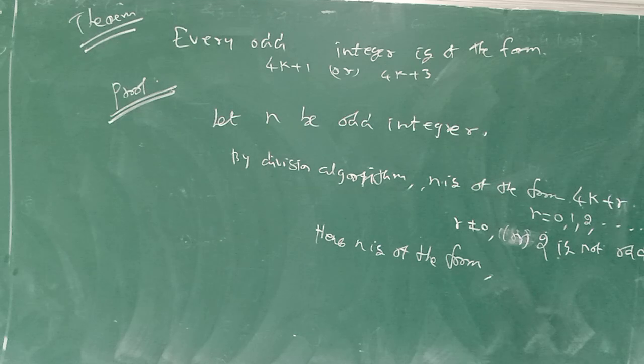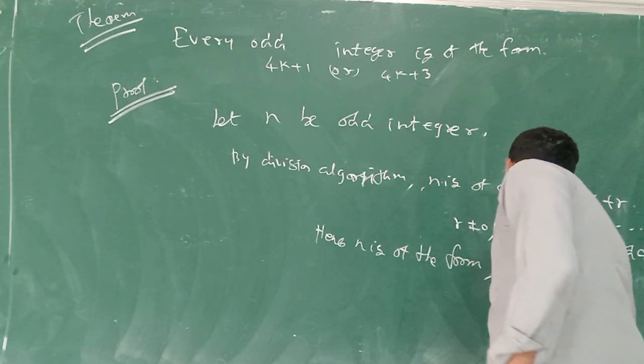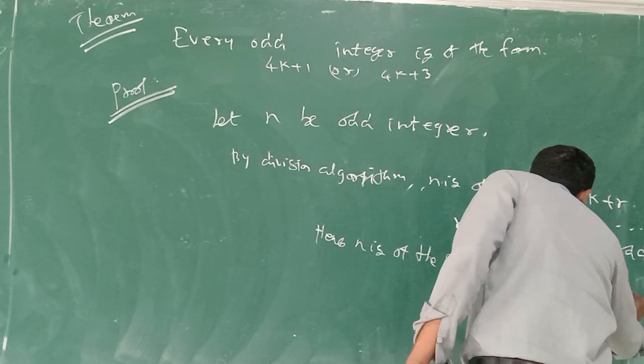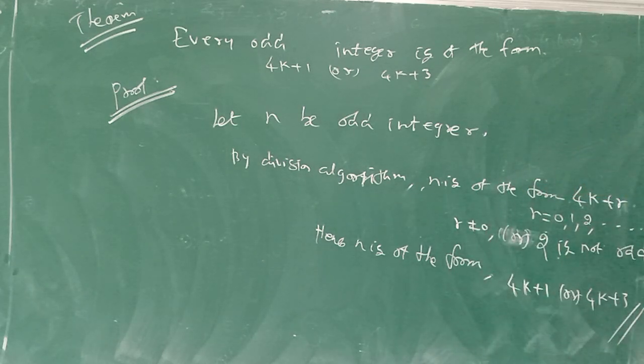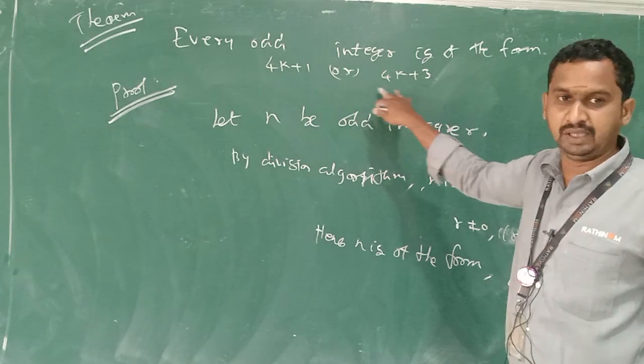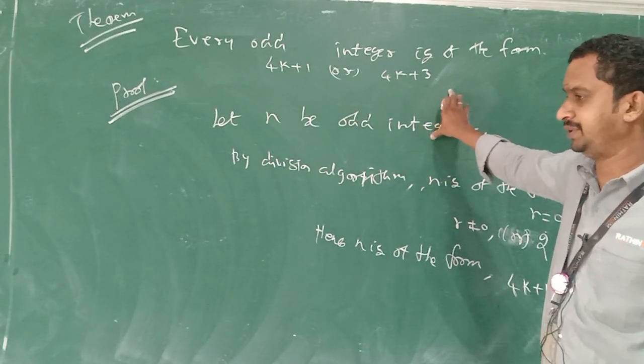So hence, by the division algorithm, n is of the form 4k plus 1 or 4k plus 3. Only write it as the general statement. Based on the division algorithm, write it as 4k plus 1 or 4k plus 3. So finally write: every odd integer is of the form 4k plus 1 or 4k plus 3. This is one of the basic theorems.